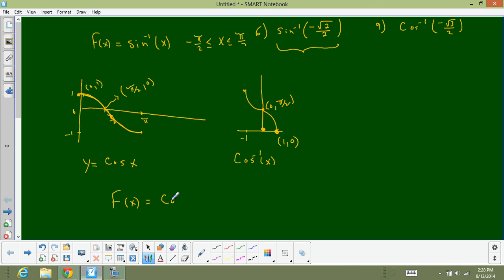Yes, we've restricted the domain, but we didn't have to go back into negative space to do it. The restricted domain on the cosine function is merely from 0 to pi radians. Okay, so your answers out of these evaluate inverse cosine functions are going to come from 0 to pi radians.